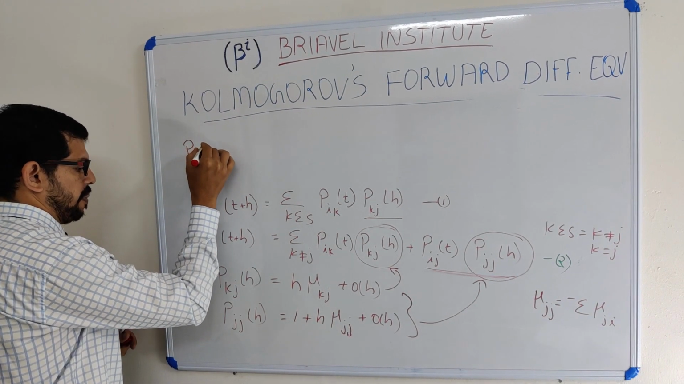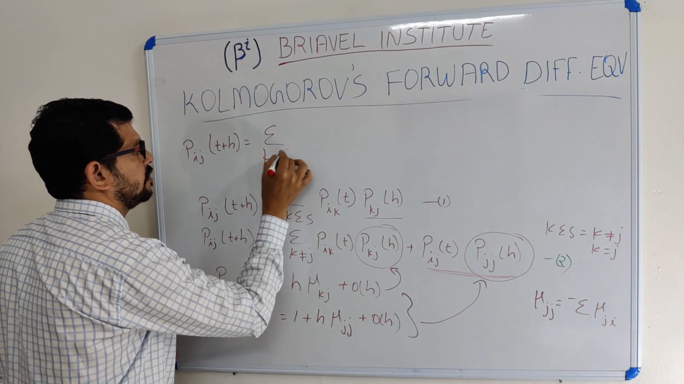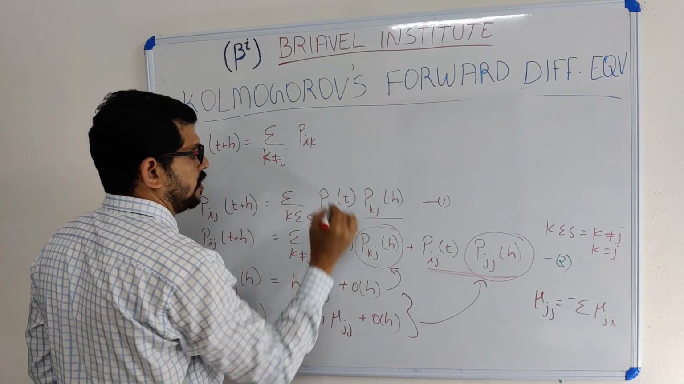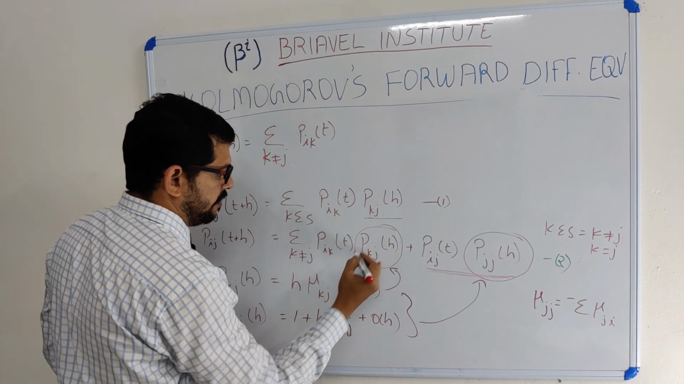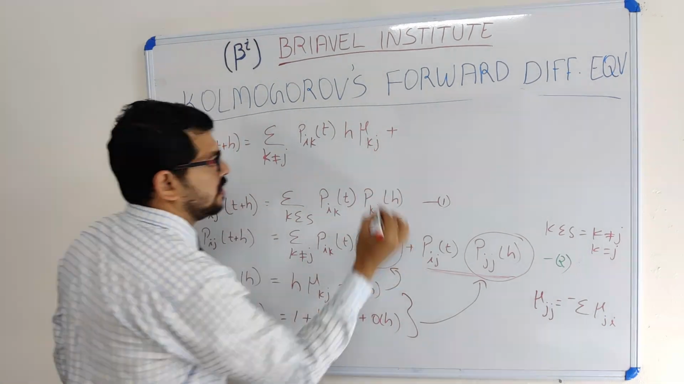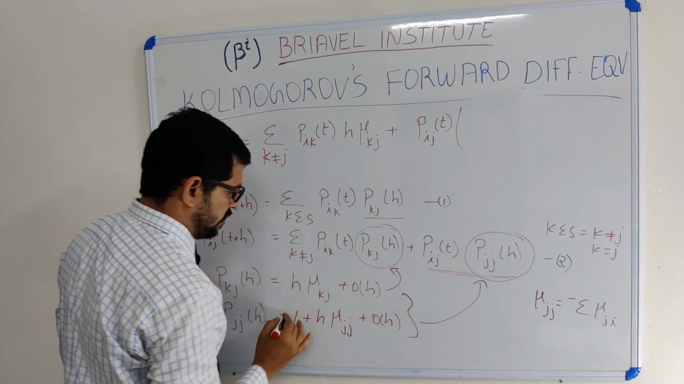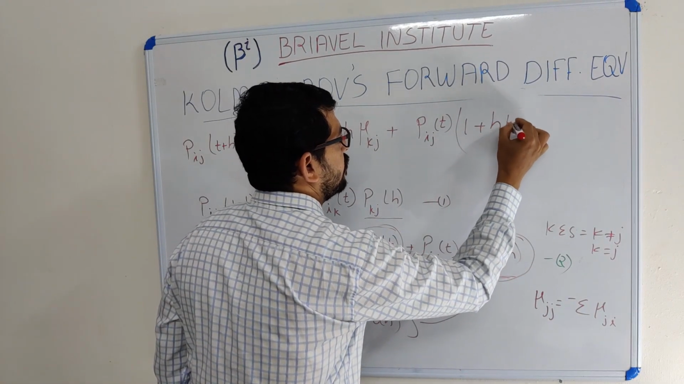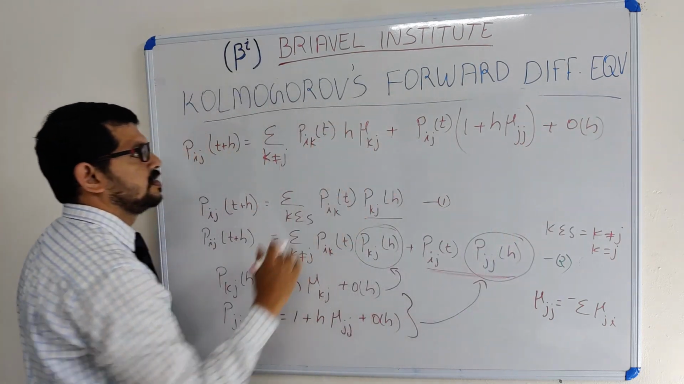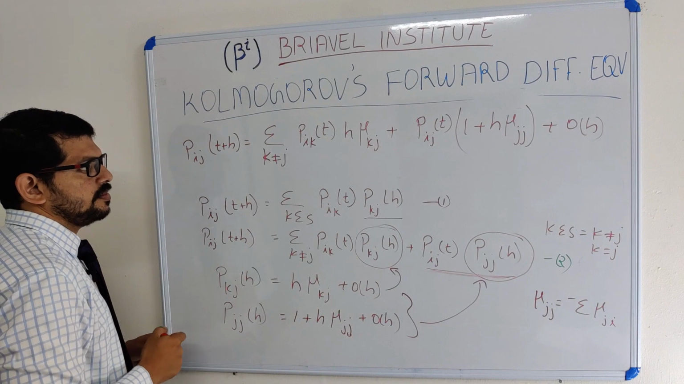P of ij (t plus h) is equal to the sum over k not equal to j of P of ik(t) into, here we are substituting this equation, h into mu kj, plus another one, P of ij(t), and we are substituting this equation 1 plus h into mu jj, plus o(h). o(h) is a common term in both equations, so we are taking o(h). So 1 plus h mu jj.